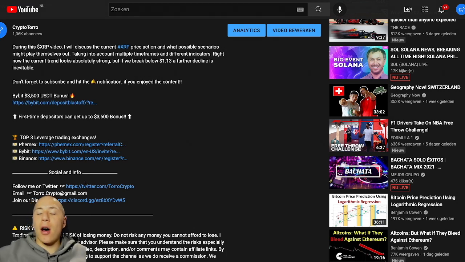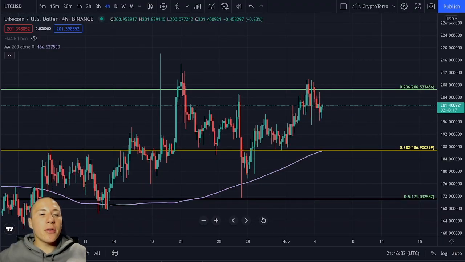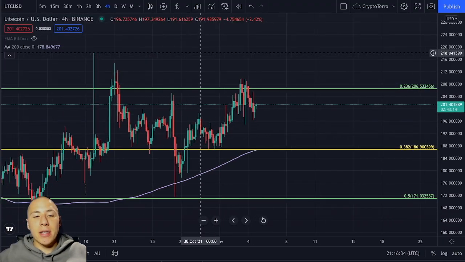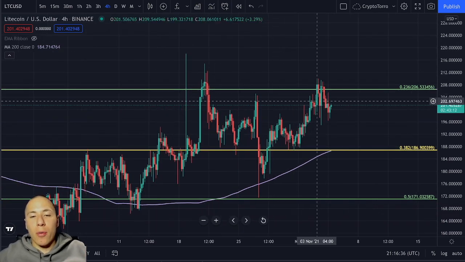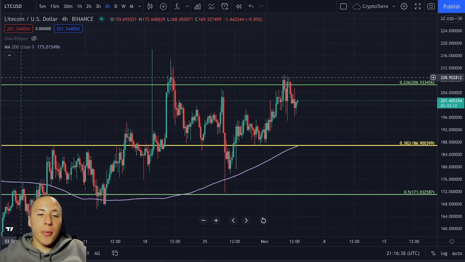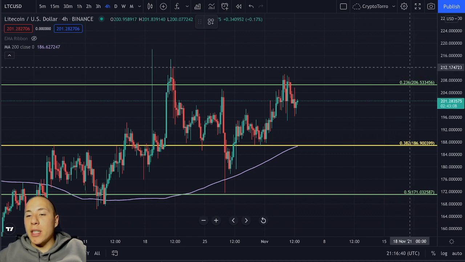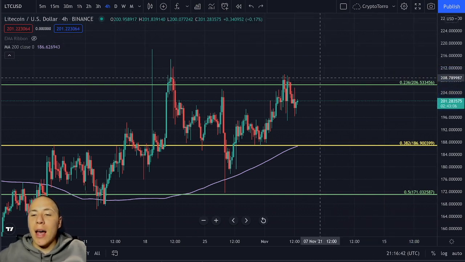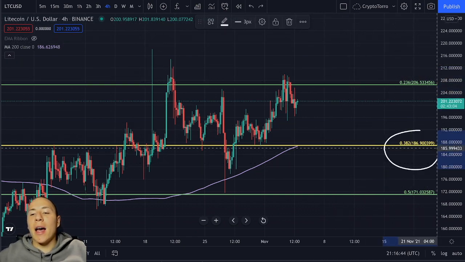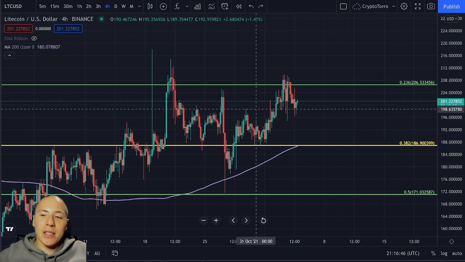Let's get started on Litecoin. I already opened up the 4-hourly chart compared to the US dollar, and what you can clearly see is that we are right now trading in between these two ranges at 0.236 Fibonacci, $206, and 0.382 Fibonacci at $186 US.